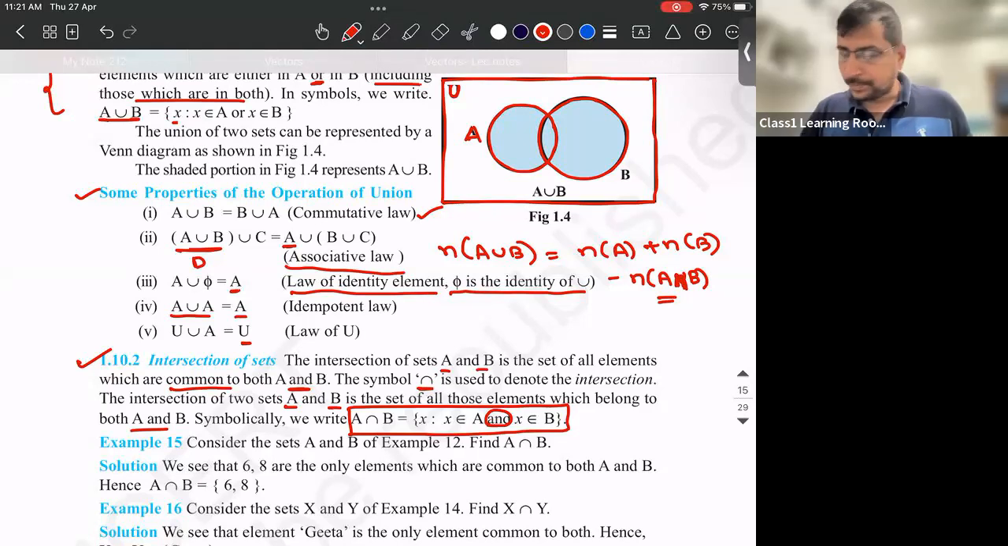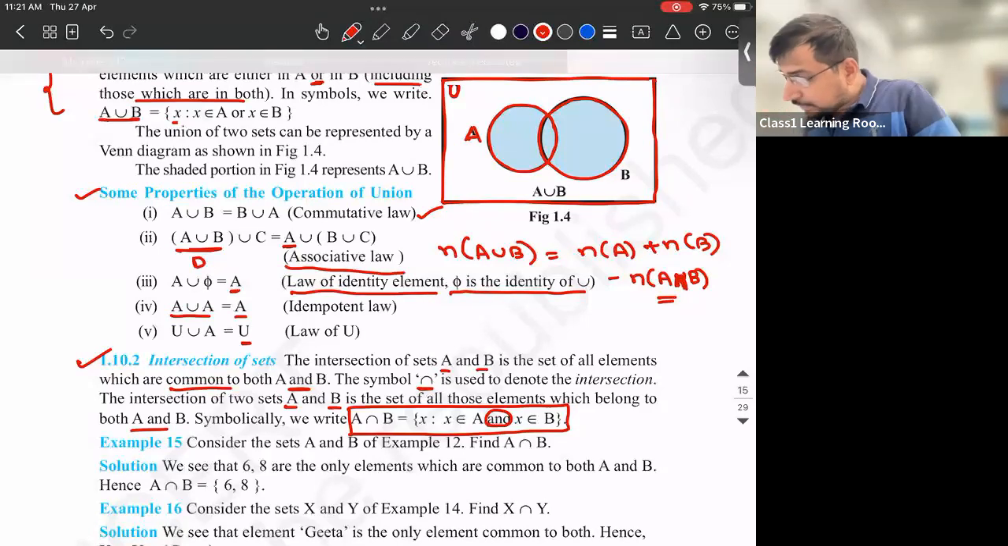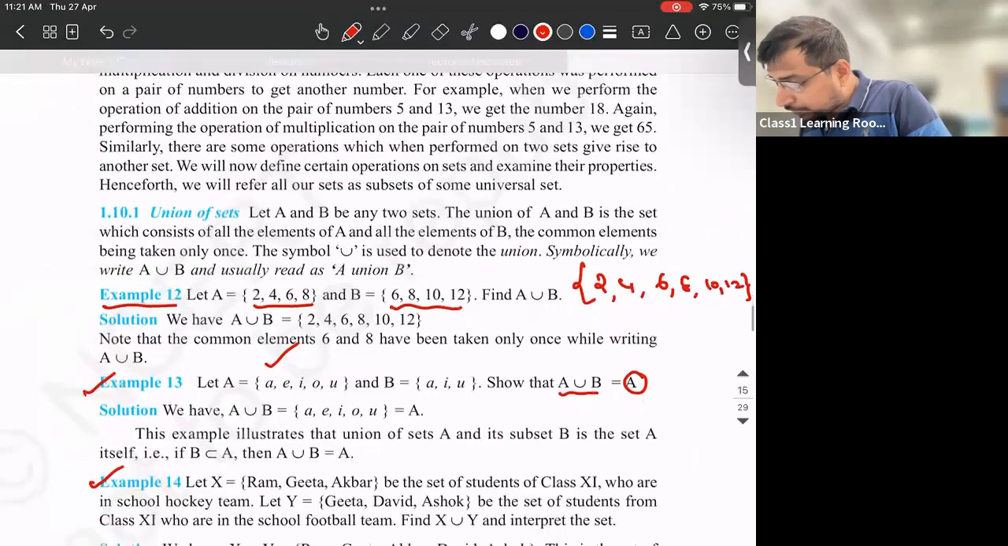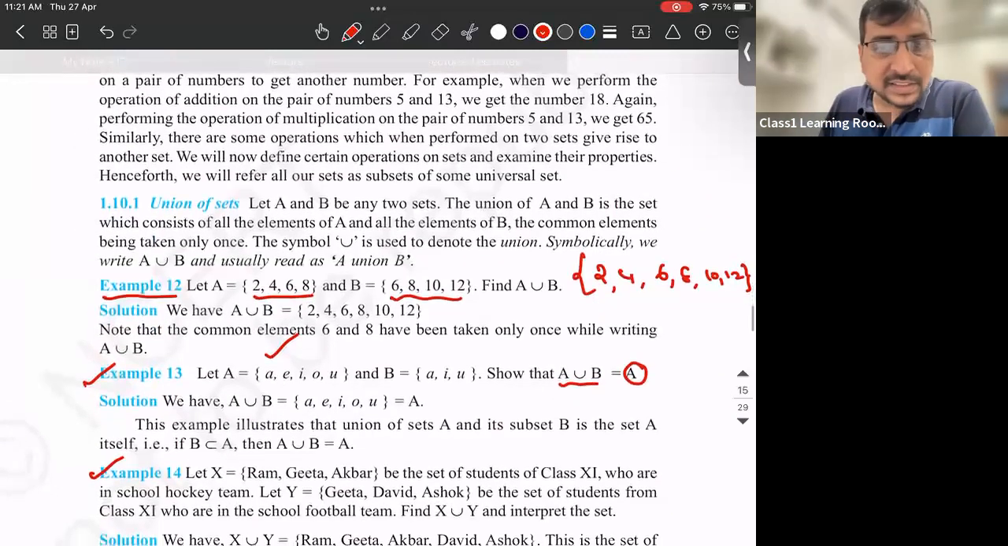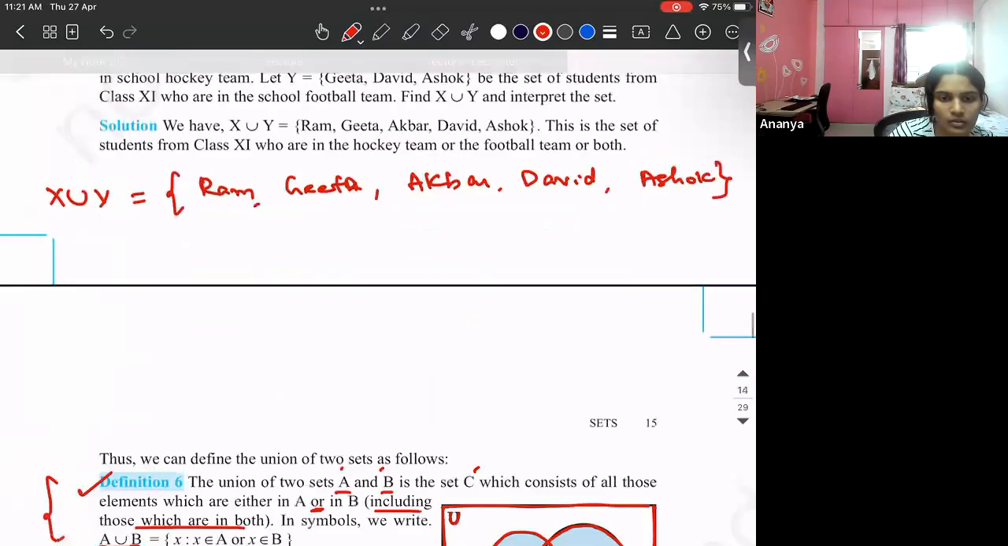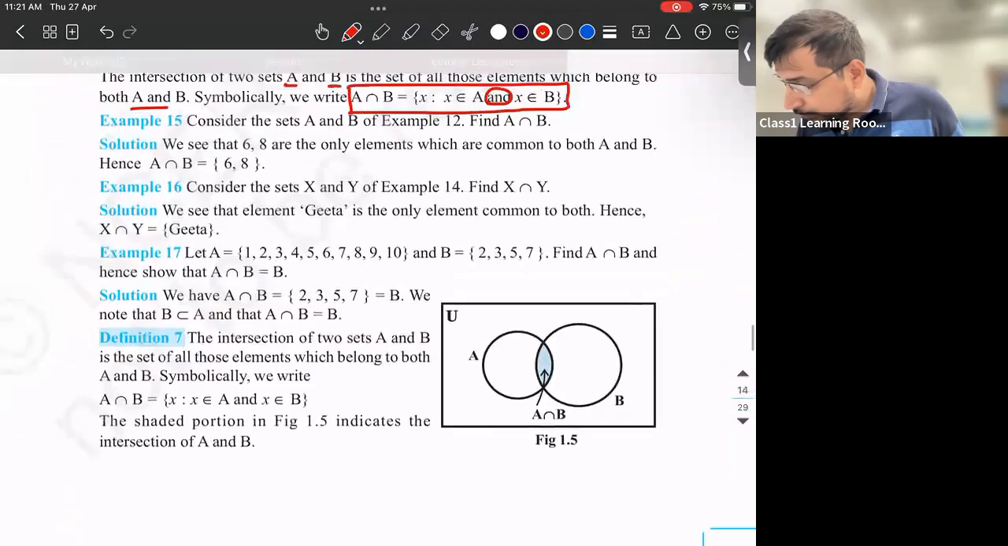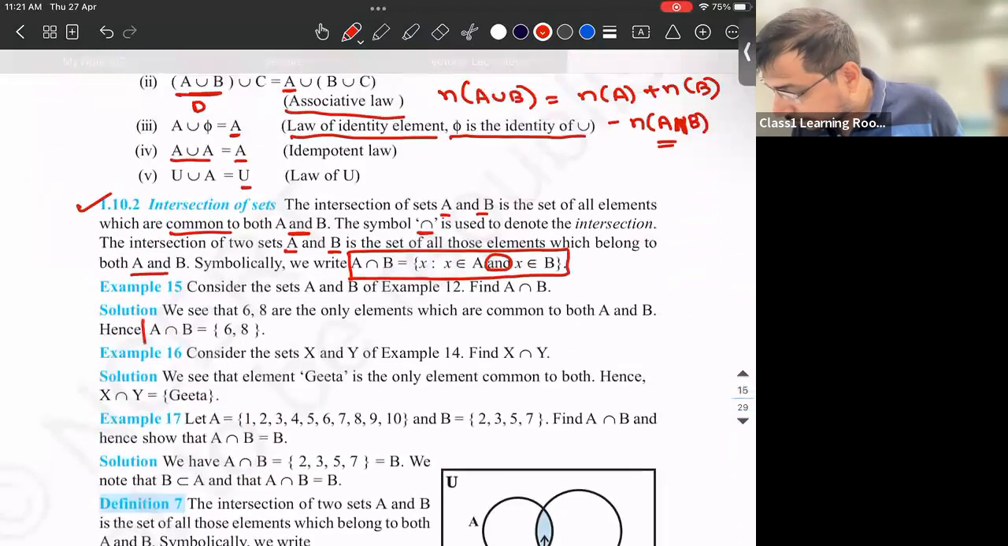Okay, now listen. They're saying consider the sets of example 12. So 2, 4, 6, 8 is there, 6, 8, 10, 12 is there. What are we supposed to do if they ask for the intersection operation? Take the common elements and write a set. What are the common elements? 6 and 8. That's it. So the set is going to be 6, 8.